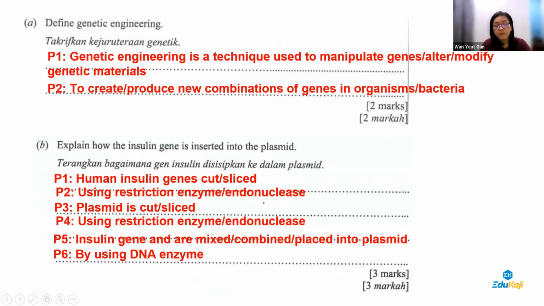Okay, also by using DNA enzyme. Now, all these enzymes are used for this procedure in genetic engineering. When you slice, you insert, you use enzyme. So the enzyme that you use to cut is called restriction enzyme.